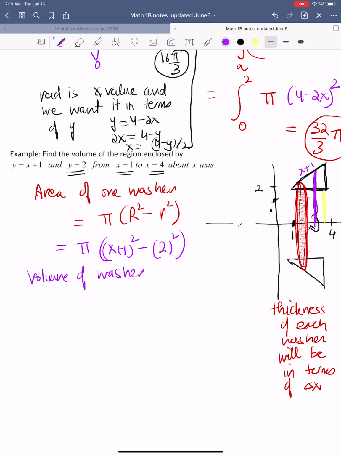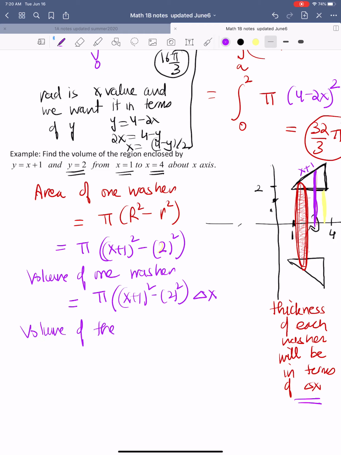Volume of the washer, volume of 1 washer, volume of 1 cross section, whatever you want to call it. That is going to be the area times the width, right? Width in this case, we already decided that it's delta x. All right, now I'm ready to write the volume of the solid, because if you know the volume of 1 washer, all you have to do is integrate those volumes over the range where you have your washers.